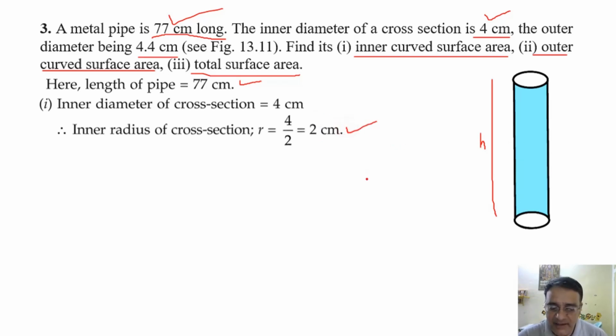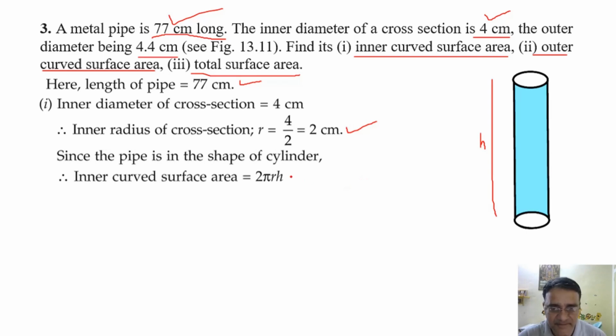2 centimeter. Fine. And now, as I already told you, the pipe is in the cylindrical form. So inner curved surface area will be equal to CSA of cylinder, that is 2 pi RH. Right? Any doubt here? No, sir. Now we'll substitute all the values.